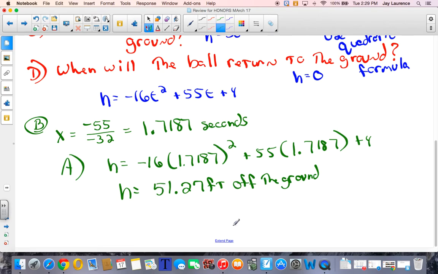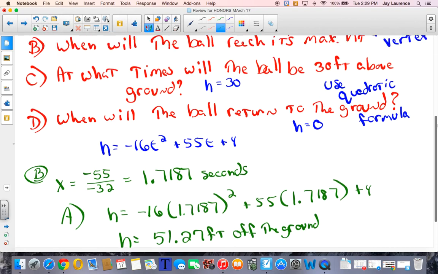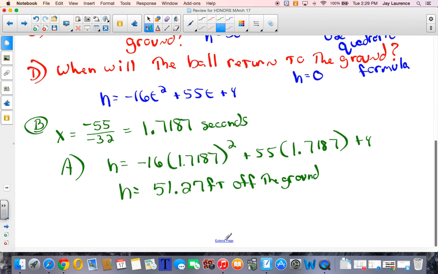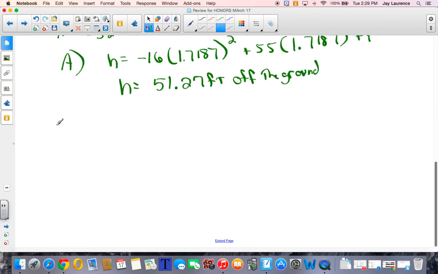All right, now to know when it's, what is it, 30 feet above the ground? Yeah, 30 feet above the ground. So now I'm going to do part C. And I'm going to make h 30, so 30 equals -16t squared plus 55t plus 4. You could complete the square on this. It doesn't look very friendly. I don't think I'd recommend it, but you could.